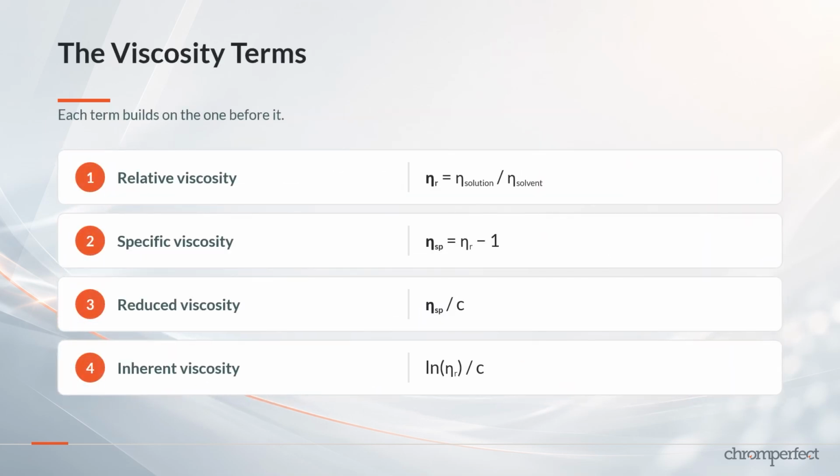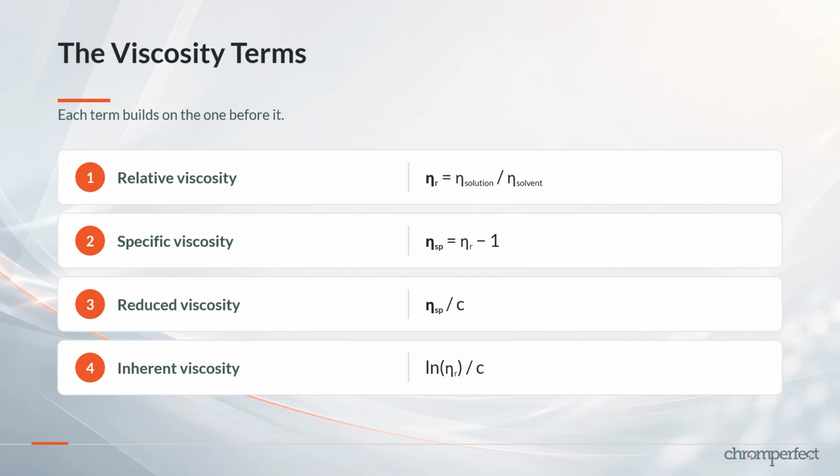Several viscosity terms are used when characterizing polymer solutions. The relative viscosity is the viscosity of the polymer solution divided by the viscosity of the pure solvent. The specific viscosity is the relative viscosity minus 1. It represents the fractional increase in viscosity caused by the dissolved polymer. The reduced viscosity is the specific viscosity divided by polymer concentration. The inherent viscosity is the natural logarithm of the relative viscosity divided by concentration. Both reduced and inherent viscosity depend upon concentration.